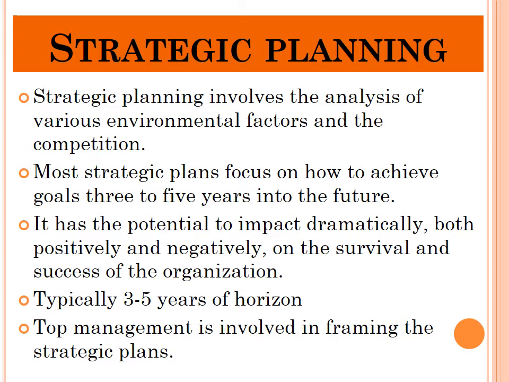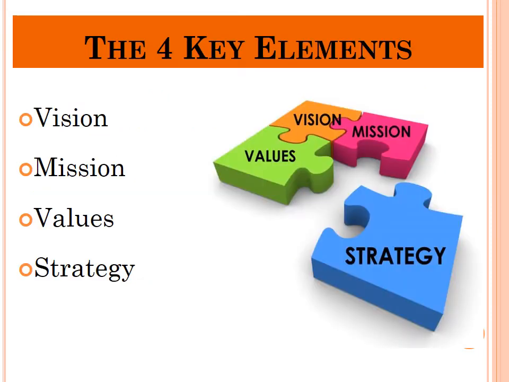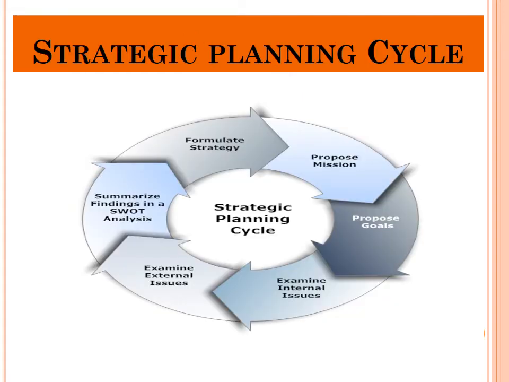Most strategic plans focus on how to achieve goals 3 to 5 years into the future. It has the potential to impact dramatically, both positively and negatively, the survival and success of the organization. Typically with a 3 to 5 year horizon, top management is involved in framing the strategic plan. There are four key elements. Number one, vision. Number two, mission. Number three, values. And number four, strategies.